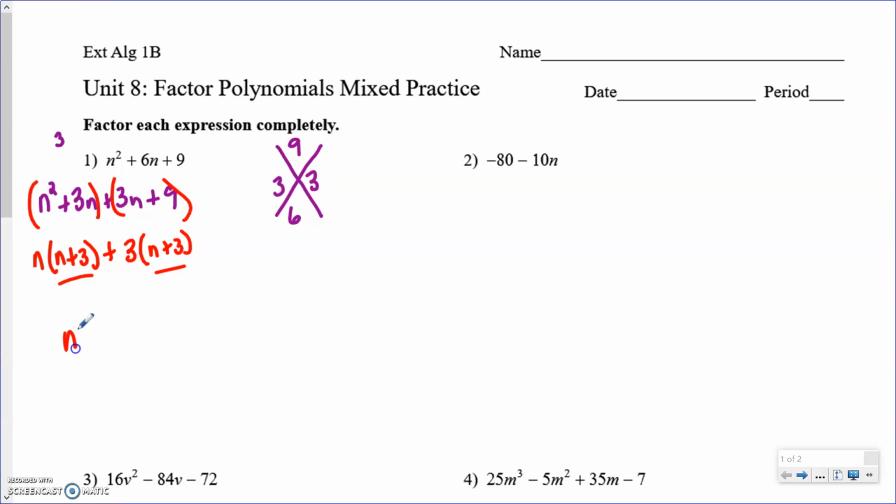Since these 2 match, we're going to pull that out front, and then these 2 make that second group. Notice those 2 groups are the same, so we can actually write it like this. If you type it in like that, you're still good.